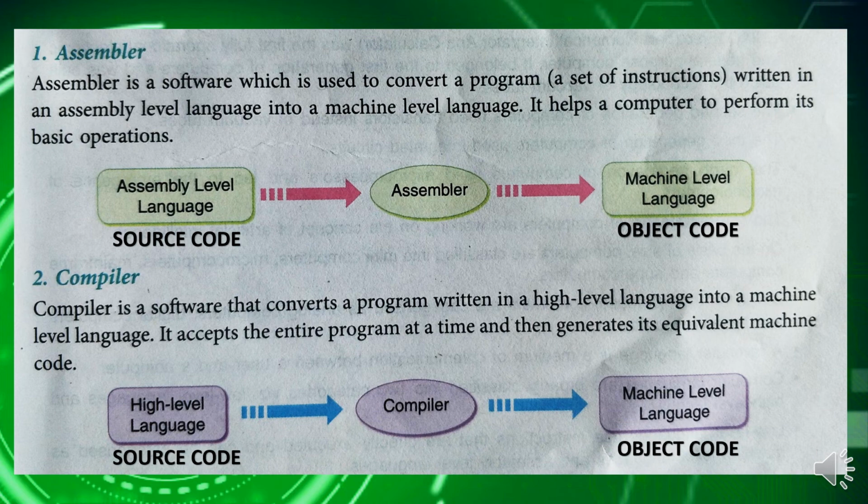Now when this high level language or the source code is sent to a compiler software, it converts our source code into a computer understandable code, that is object code. When the entire program is sent to a compiler, it converts the entire program at a time into a computer understandable code, that is machine level language or object code.